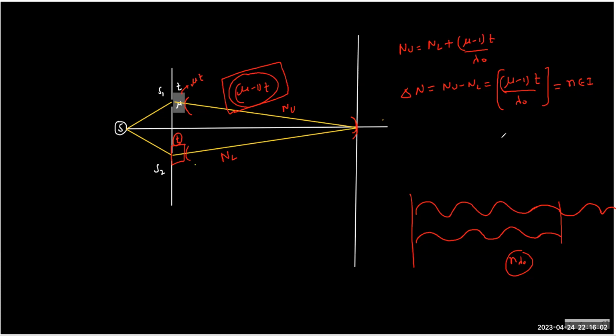So n will be 1, 2, 3, and so on. Can you take 0?